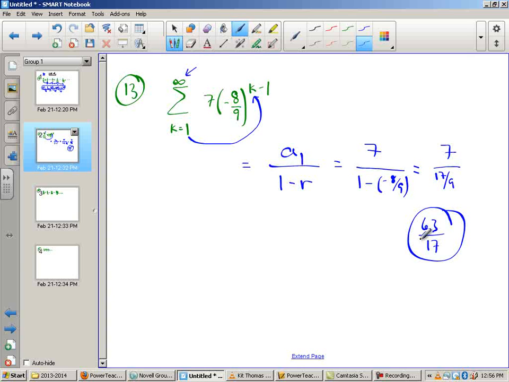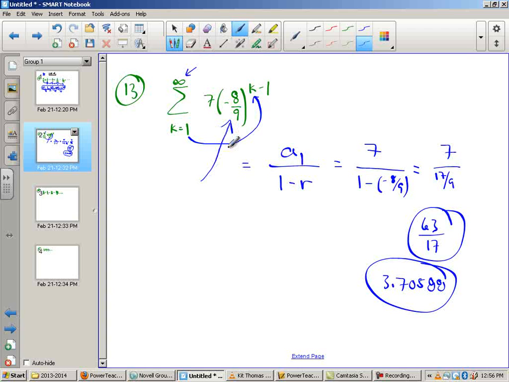That is 3.70588. And I'll take either one of those. It's fine. I like the fraction a little bit better, but I understand why you might come to that value.